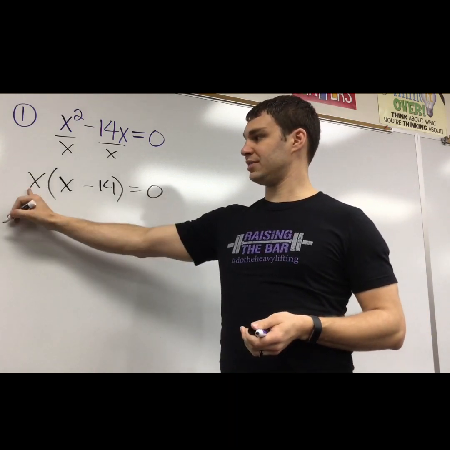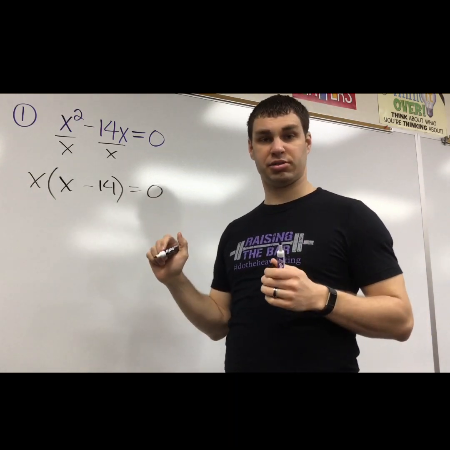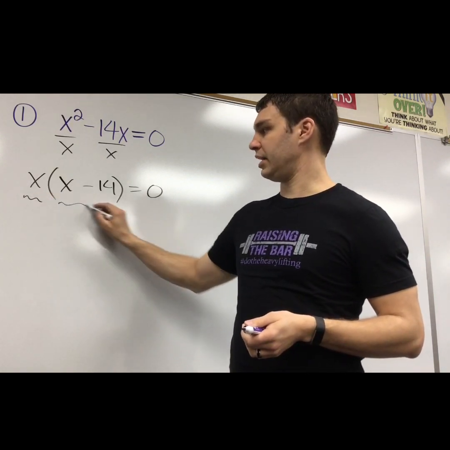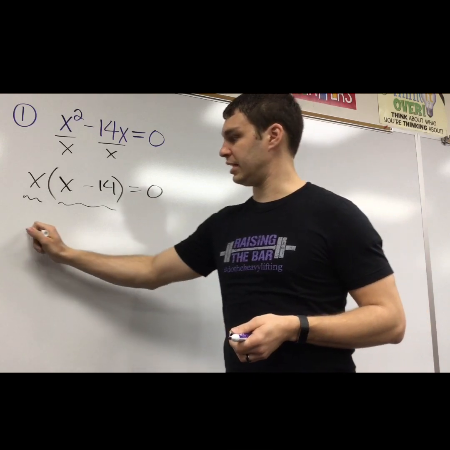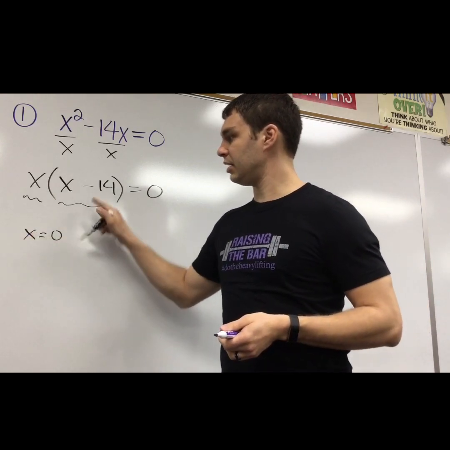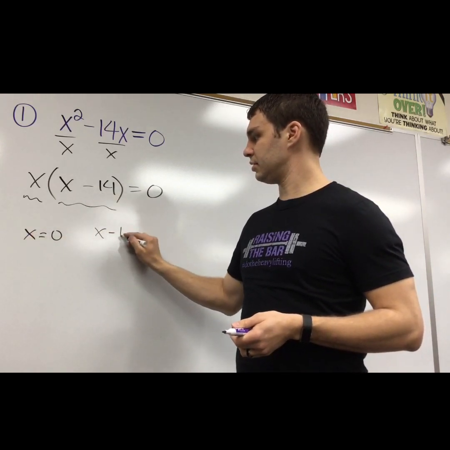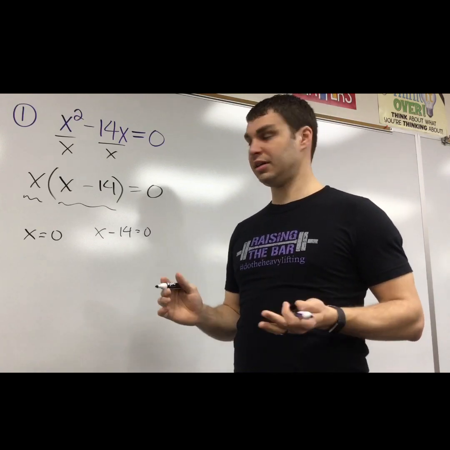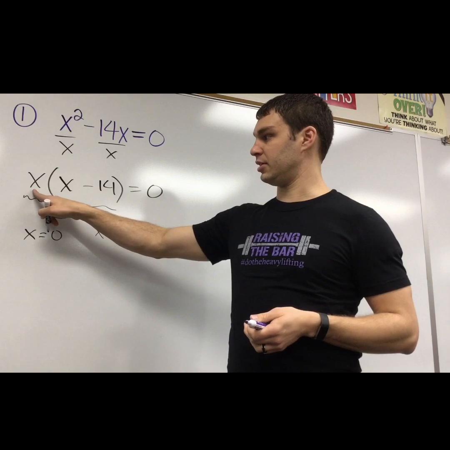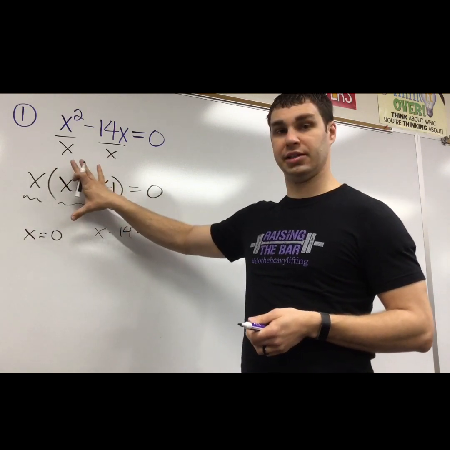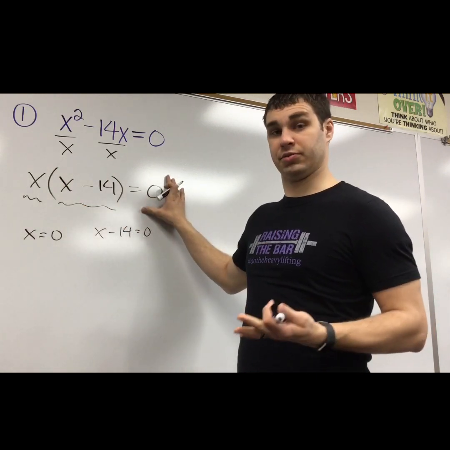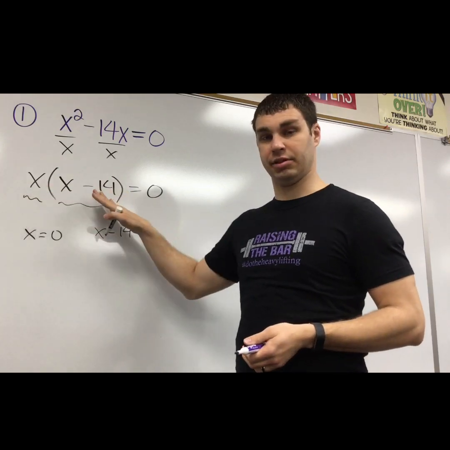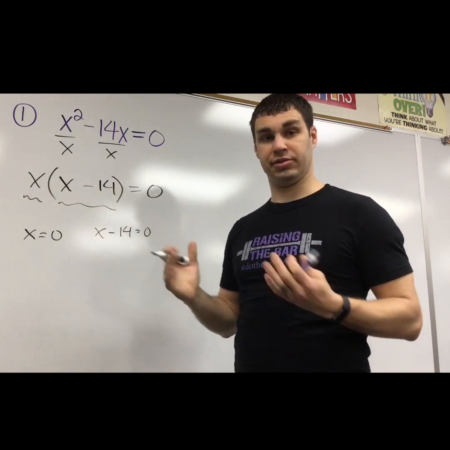Okay? So we have to set each of these two parts equal to 0. We have the x out here, and then the x minus 14. So I'm going to say x equals 0, and x minus 14 equals 0. Because if x was 0, 0 times this whole part in here, the answer would be 0 and it'd be true. That's what we want. Also, if this thing equals 0, then x times 0 would equal 0 and it would still be true.